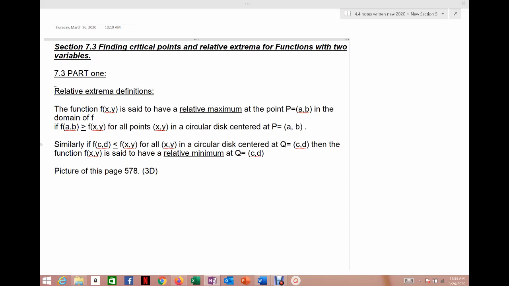Alright, so just like with one variable functions, where we found critical values, and then we determined if the critical values were relative maxes, relative mins, or neither max nor min, just a critical value, we're going to do something very similar here with multivariable functions.